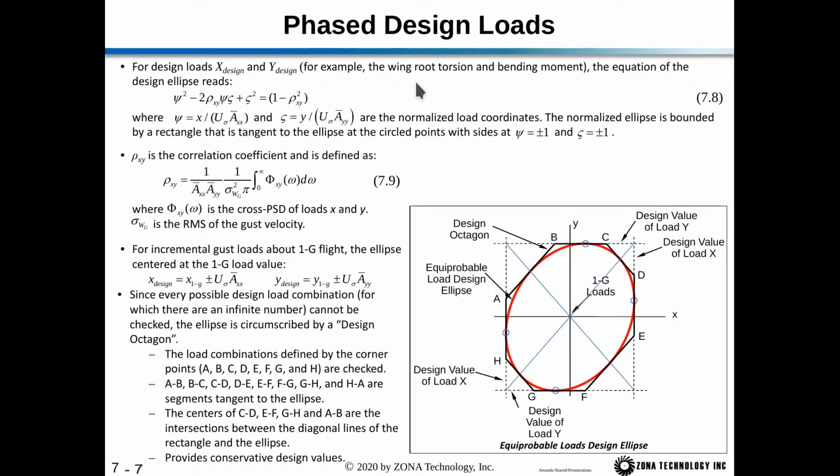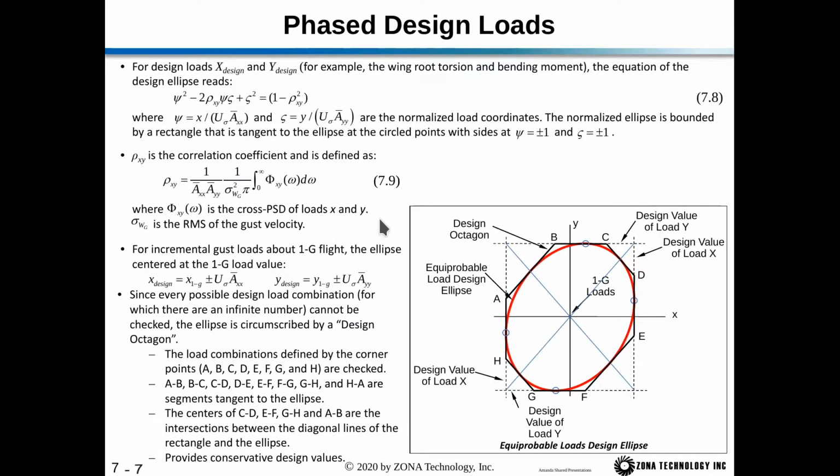And the normalized ellipse is bounded by a rectangle that is tangent to the ellipse at the circled points. So this is our design ellipse in our normalized coordinates, and the circled points have sides psi plus and minus 1 and sigma plus and minus 1. So these are the four circles. Rho xy is the correlation coefficient given by equation 7.9, where phi xy of omega is the cross PSD of the loads x and y, and then sigma wg is the RMS of the gust velocity.